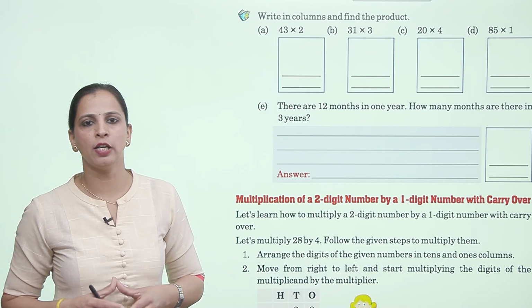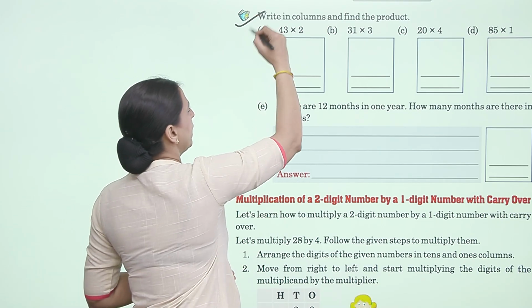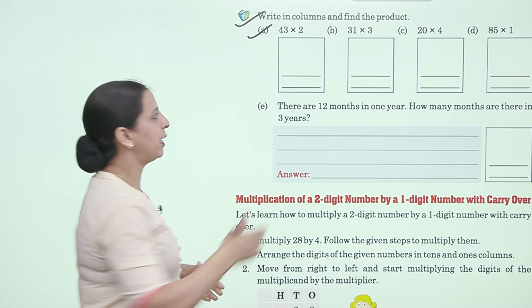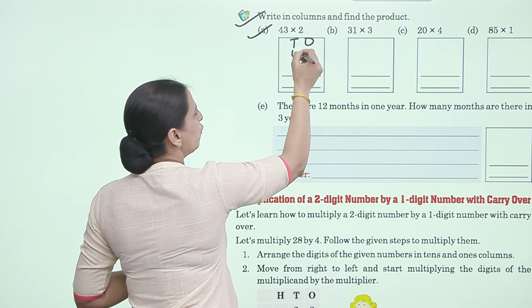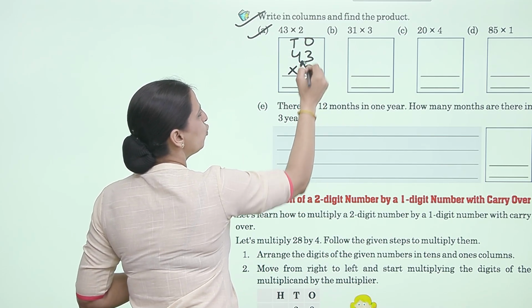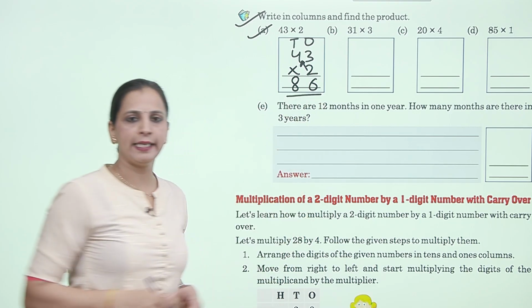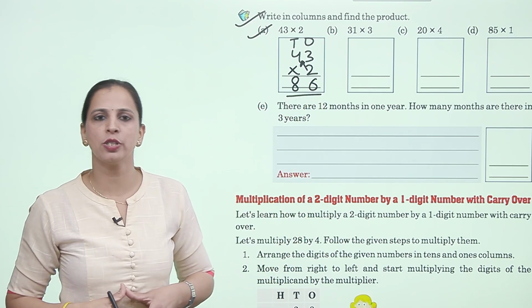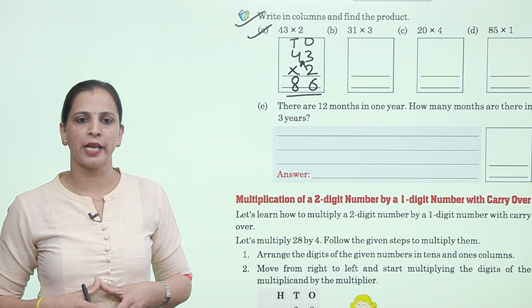Now write in columns and find the product. A part, 43 multiply by 2. Ones and tens, 43 multiply by 2. Now 3 2s are 6 and 2 4s are 8. Answer is 86. तो बच्चों सेम मेथड को यूज करते हुए बाकी के पार्ट्स आप खुद ट्राई करेंगे.